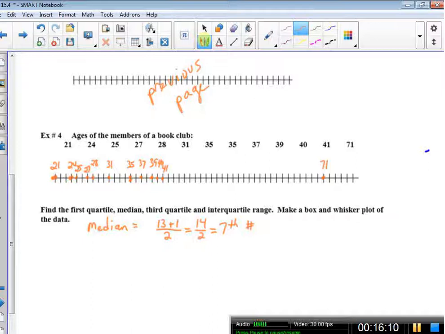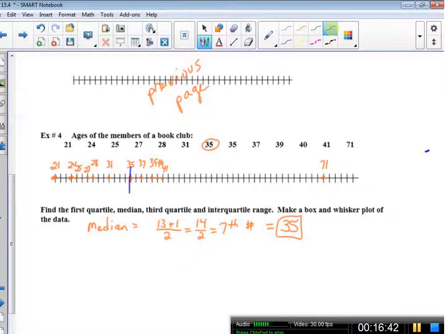So 1, 2, 3, 4, 5, 6. I'm sorry, it's at the 7th number. I said 6 and I circled it. 1, 2, 3, 4, 5, 6, 7. The 7th number, so that's 35. Okay? So you draw a line through the 35, and that gives you your median.